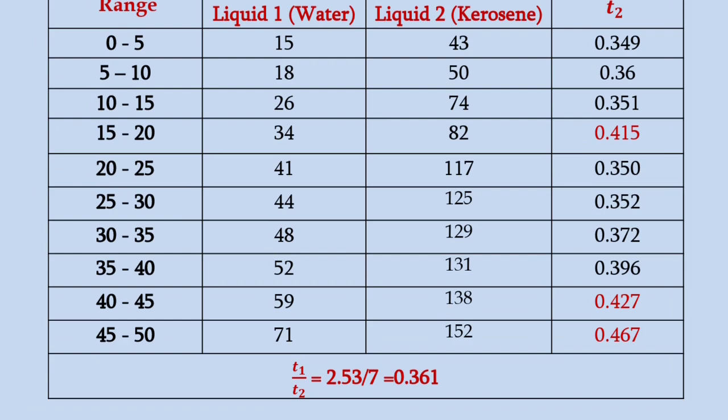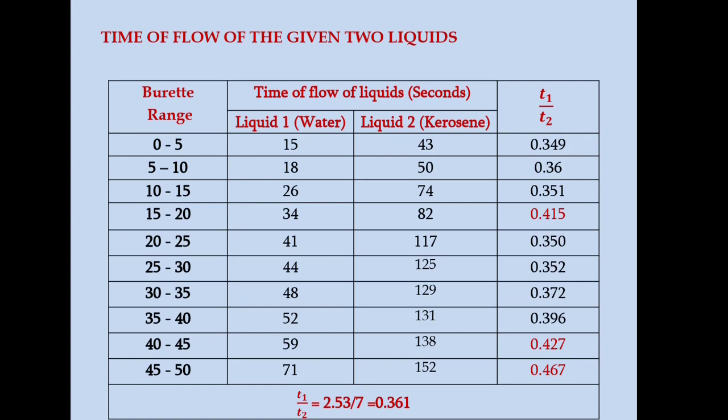In case all the 10 values are coming closer to a constant value, then you have to add all those 10 values and divide it by 10. So here 3 values are deviating from a constant value, so I have eliminated them while taking the average. So we have got T1 by T2 equal to 0.361.